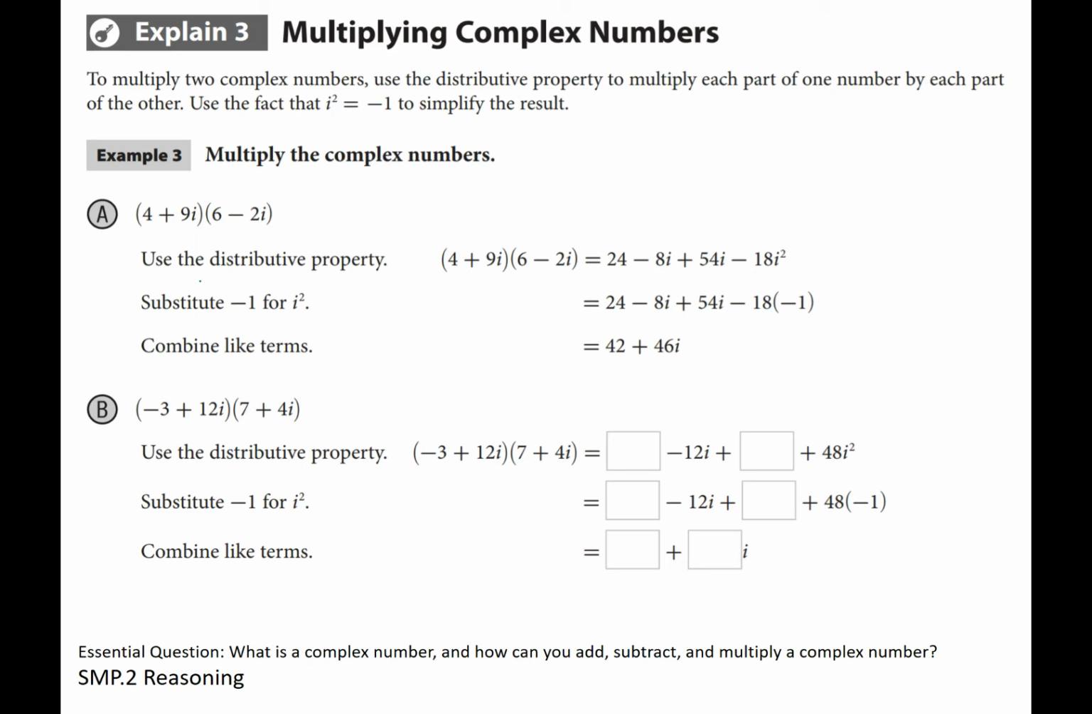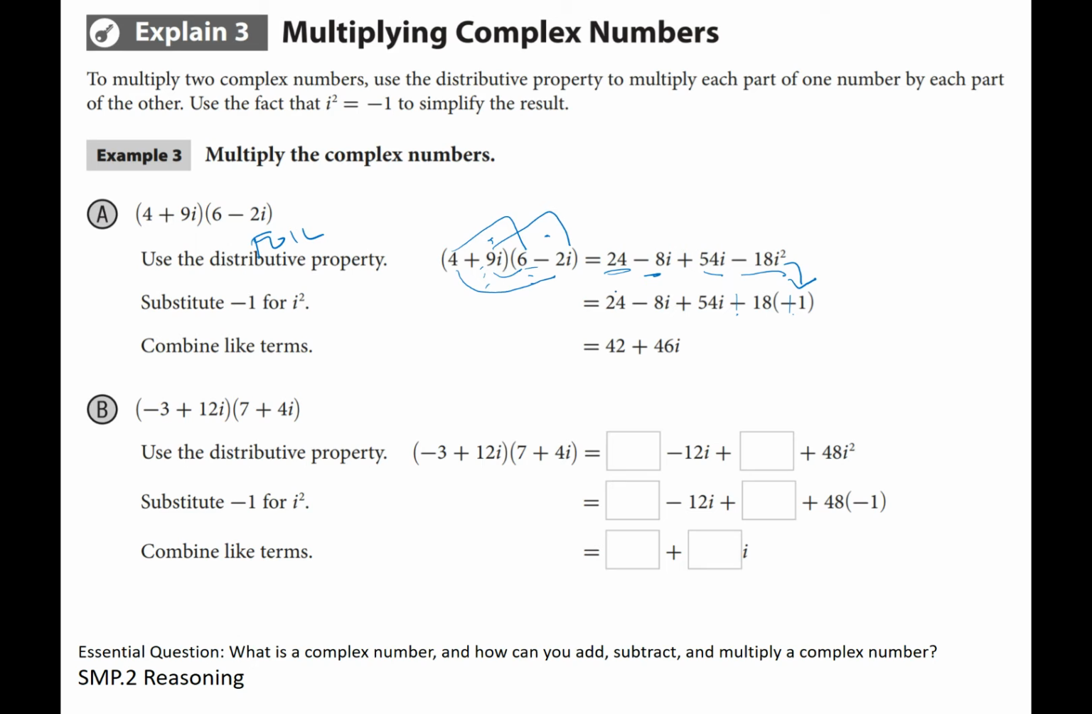So here, probably using the distributive property, we actually have another name for that. We call that FOIL a lot of the time. So let's see what they did with this. 4 times 6 is 24. Then the outside's 4 times -2i is -8i. 9i times 6 is 54i. 9i times -2i is -18i squared. And remember, i squared can be replaced with -1. So -18 times -1 is +18.